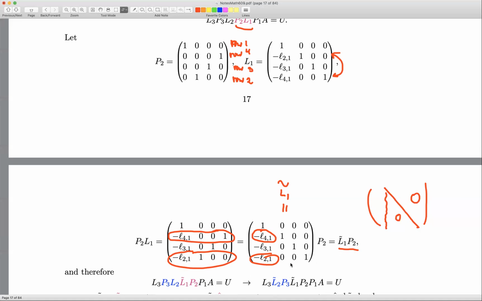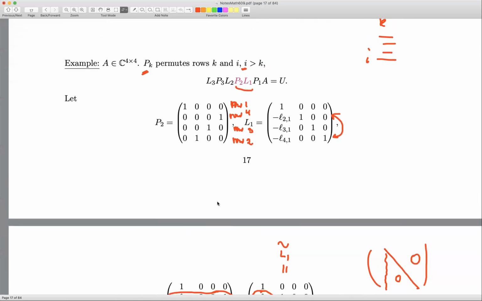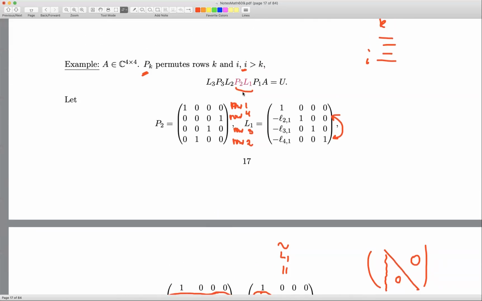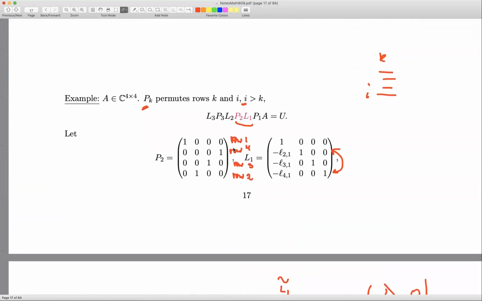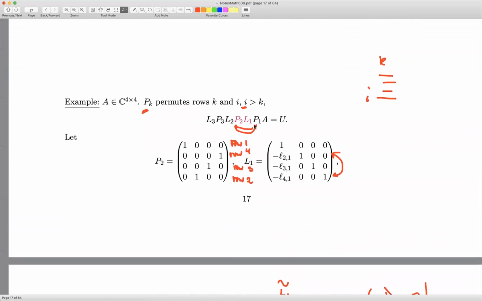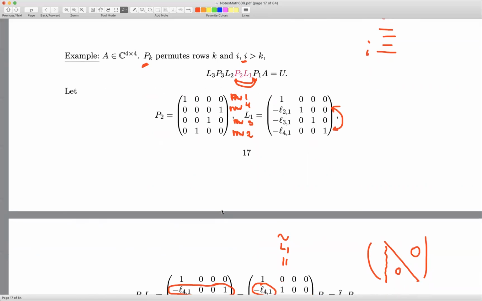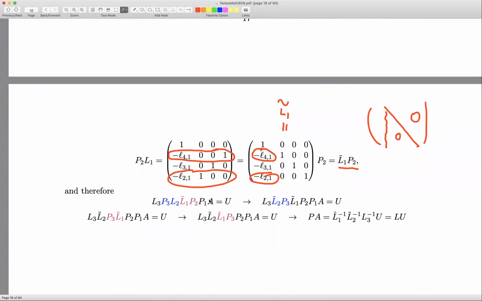So instead of P2L1, we can write L1 tilde P2. Therefore, the whole product can be rewritten with L1 tilde P2. This way, we moved P2 next to P1. So now we have P2, P1, and we would like to move P3 next to these two matrices.